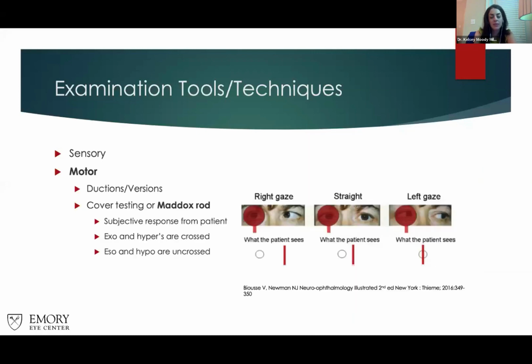We can do the same thing with a Maddox rod. However, this is now going to create a subjective component to the test, whereas a cover test is really going to give you just objective measures. So here we really need the patient to be able to be a big communicator.